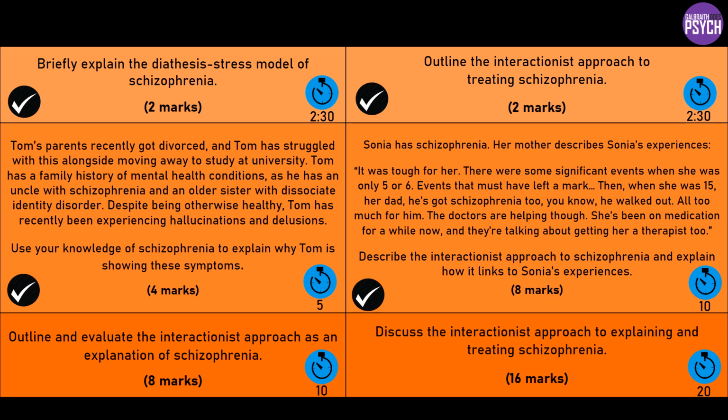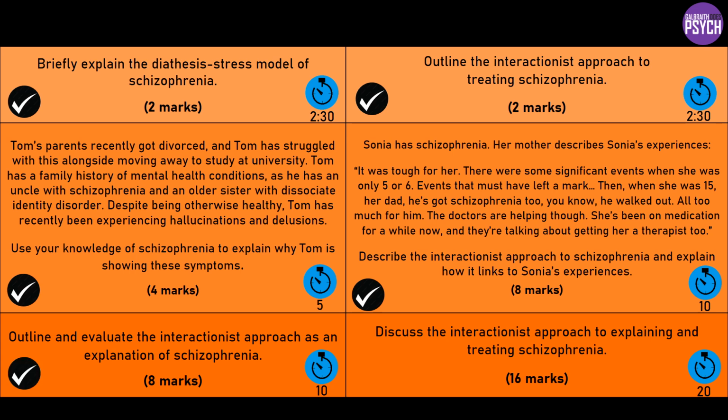Okay, you're just kind of saying, oh well, loads of things cause schizophrenia, it all adds up. Yeah, which is fine, we have an explanation for schizophrenia, but if you're just saying everything causes it and it all adds up, it's not necessarily the most useful explanation, is it? All right, so that's how I might tackle an 8 marker.